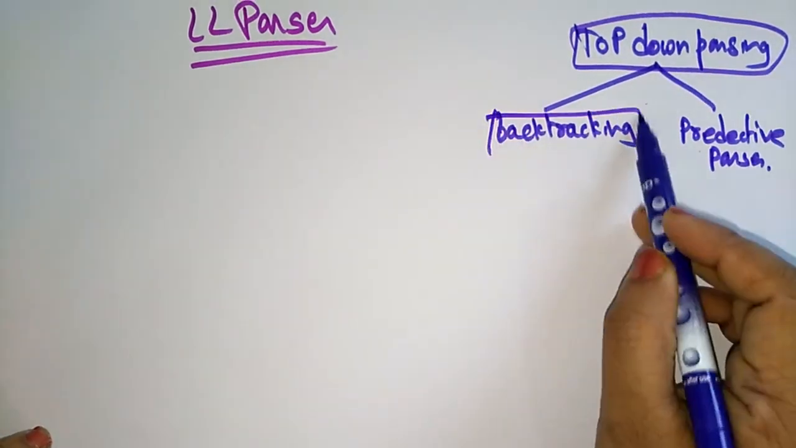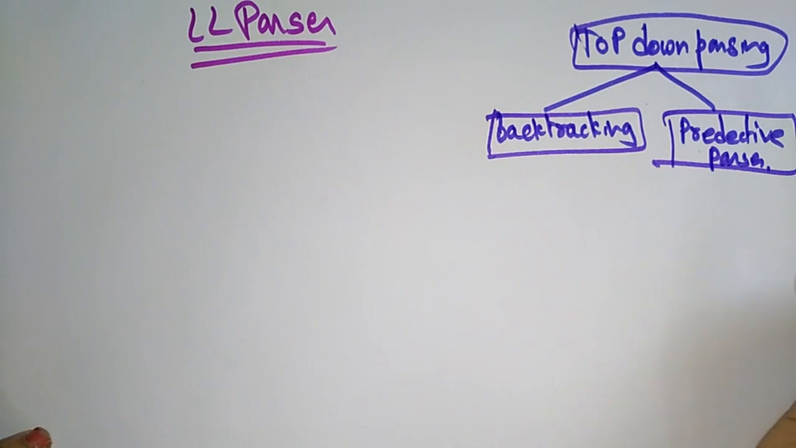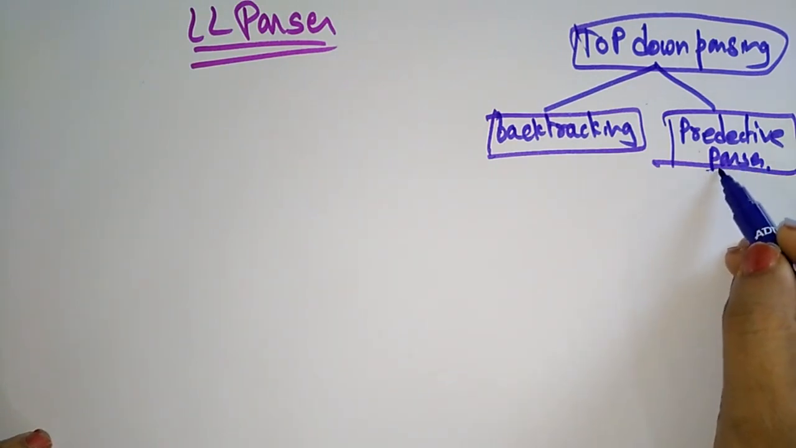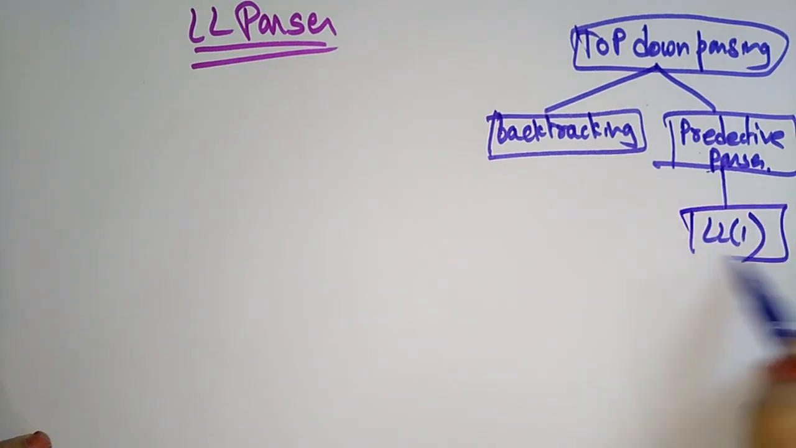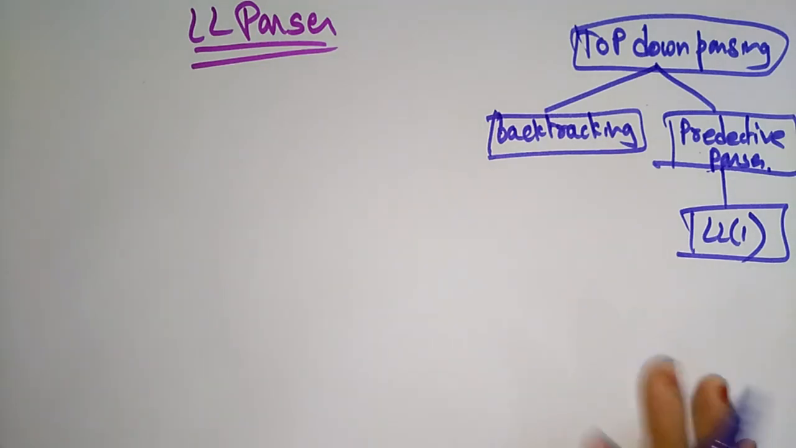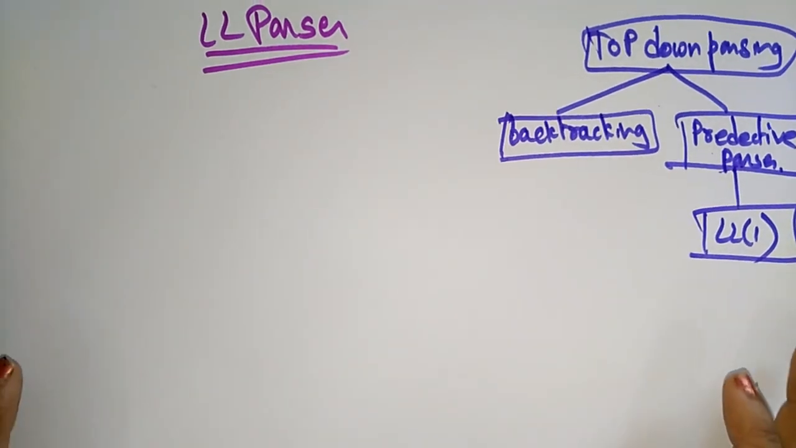So what is a backtracking and what is a predictive parser? The predictive parser uses the concept of LL of 1. With the help of LL of 1, it is going to scan the input tree, whatever tree is generated, and check whether that tree matches the input string or not, without using the backtracking concept. Okay, so that's clear.